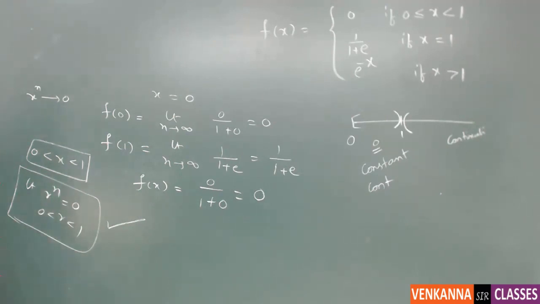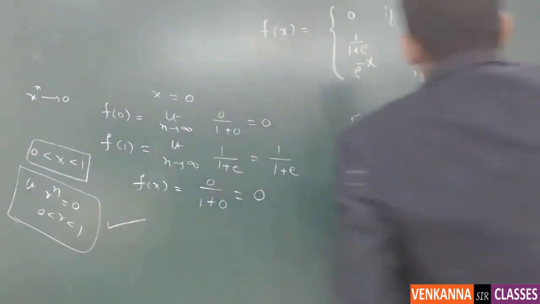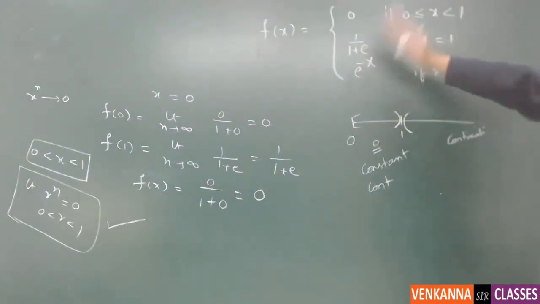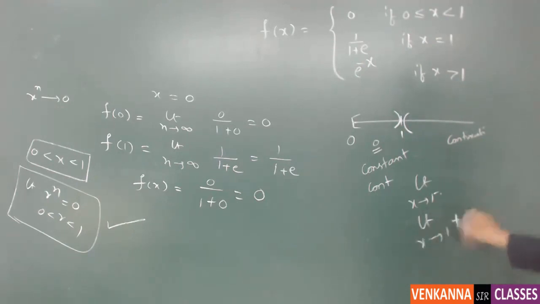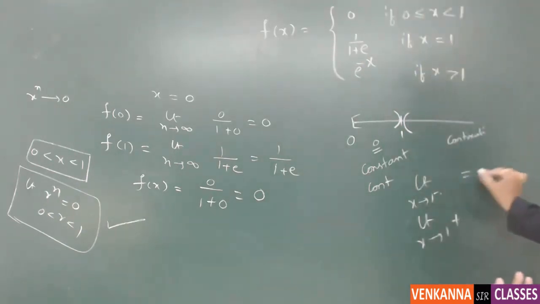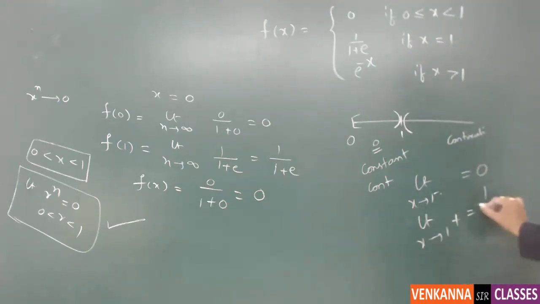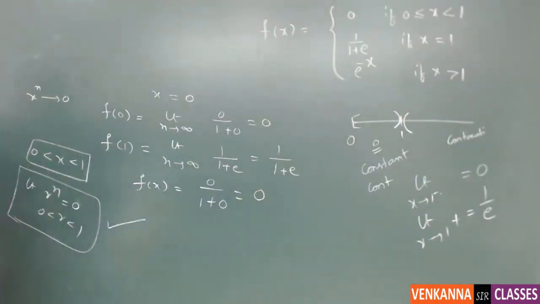And if you observe at the point 1, the left hand limit, right hand limit, both are different. Limit x tends to 1 minus, limit x tends to 1 plus, the values are different. Because limit x tends to 1 minus, the value is 0. Limit x tends to 1 plus, the value is 1 by e. Accepted? Yes or no? So the limits exist and they are unequal. So what we can say about this for the discontinuity part? Jump discontinuity.